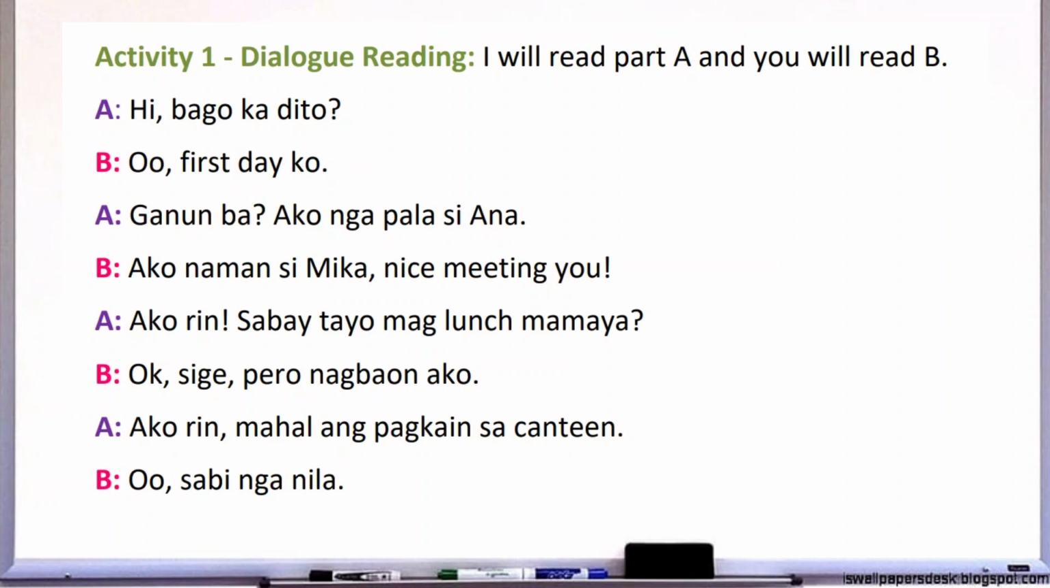Oo, first day ko. Ako naman si Mika. Nice meeting you. Okay, sige, pero nagbaon ako. Oo, sabi nga nila.